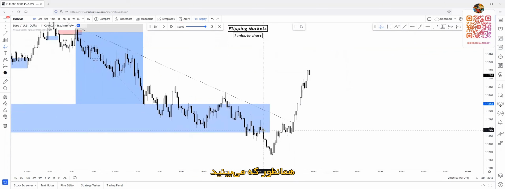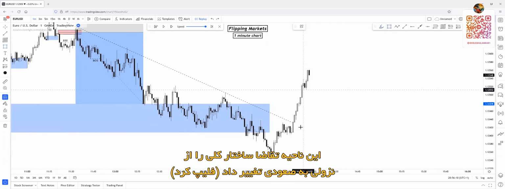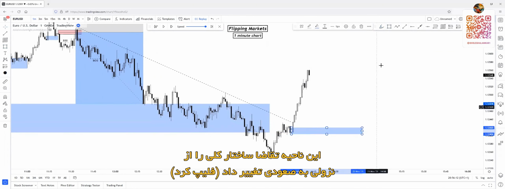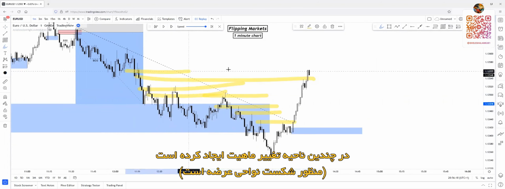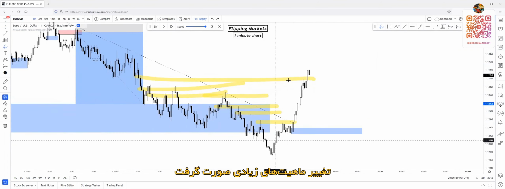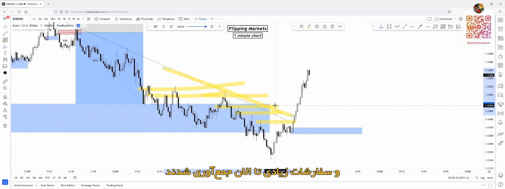As you can see, price did a really, really good flip here. Or maybe on this week, this demand zone flipped the whole structure from bearish to bullish. As you can see, it created change of characters in several places. So loads of change of characters here, and loads of orders have already been collected.